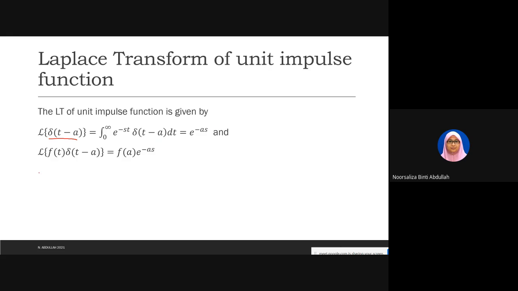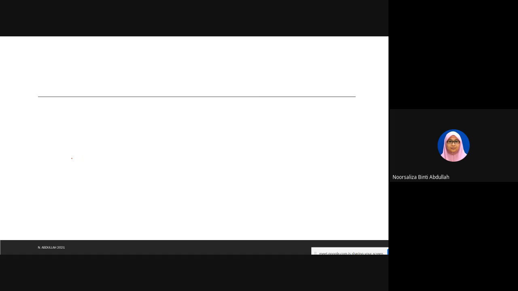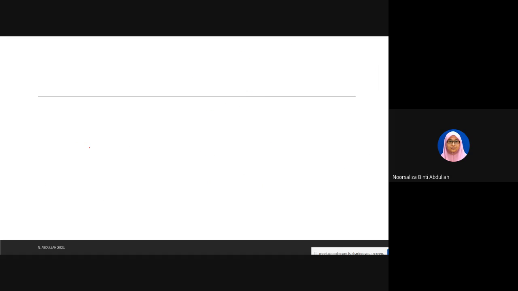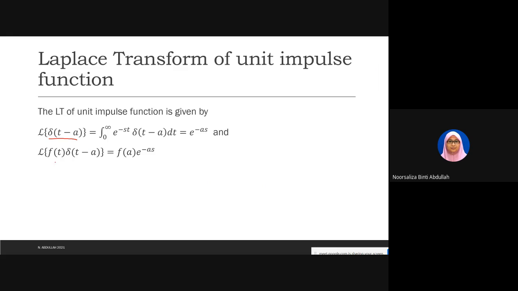Okay, and Laplace for, if you have a function t, delta t minus a, function t yang ni yang tadi kita evaluate. Yang ini, you have this kind of equation you nak transform ke Laplace, it will be fa exponent minus AS. Okay, so that's why tadi kita evaluate FA. Because we want to use at this part.